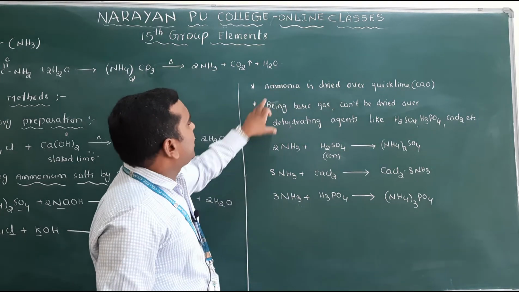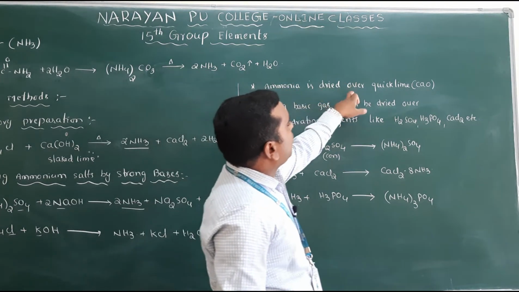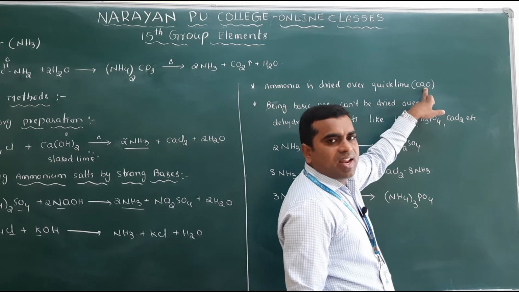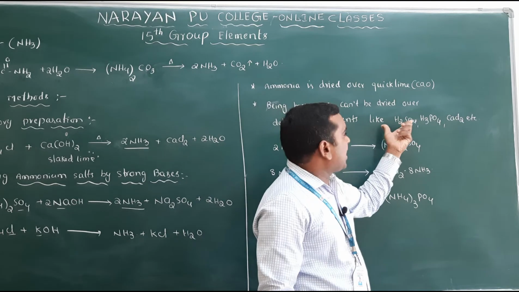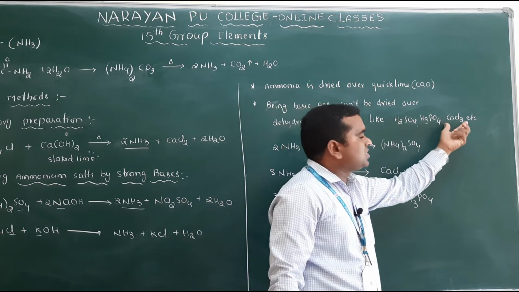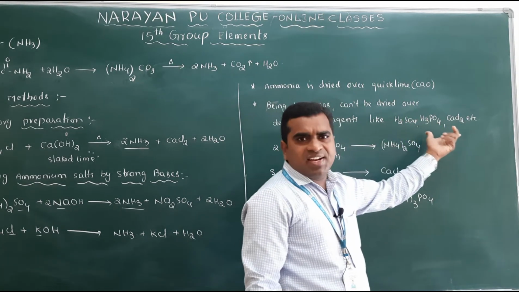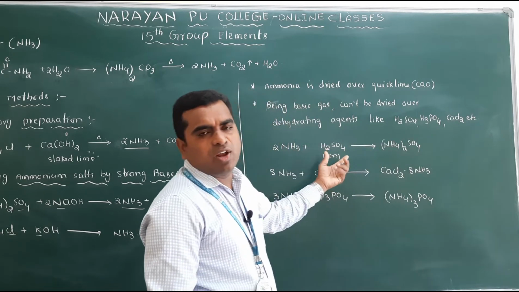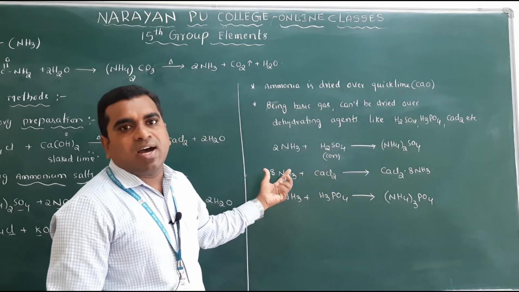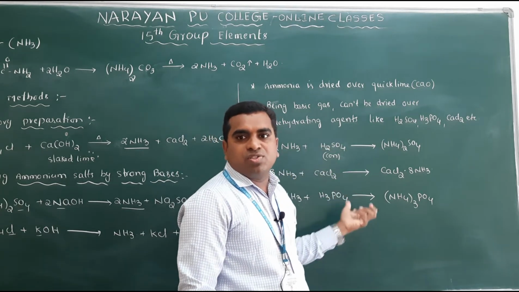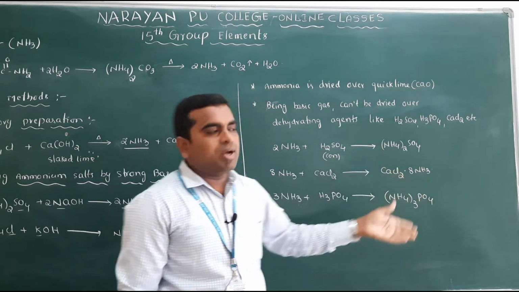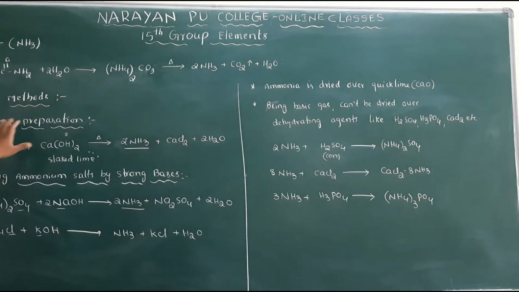So the important point here: ammonia is dried over quicklime, that is calcium oxide. We should not use concentrated H2SO4, H3PO4 or CaCl2. These are all dehydrating agents, and we cannot use them to dry ammonia. Why? Because ammonia will react with those dehydrating agents. So this is about my first and second preparation.